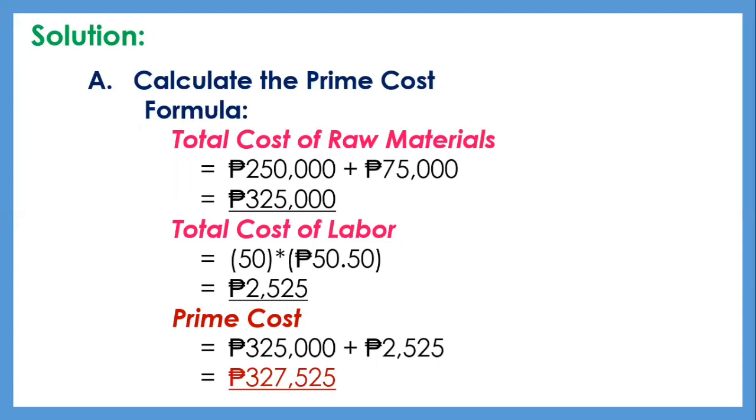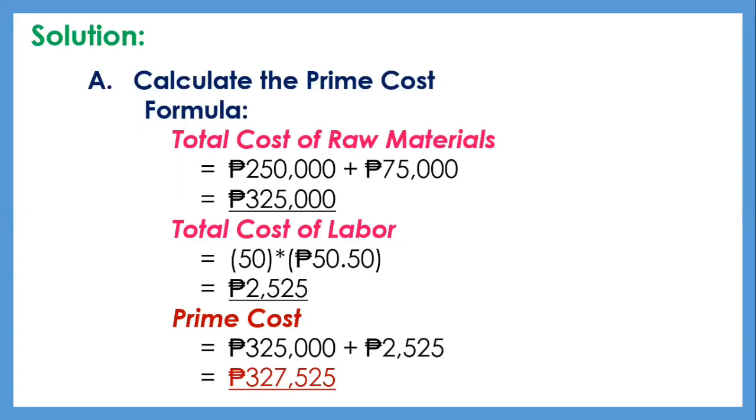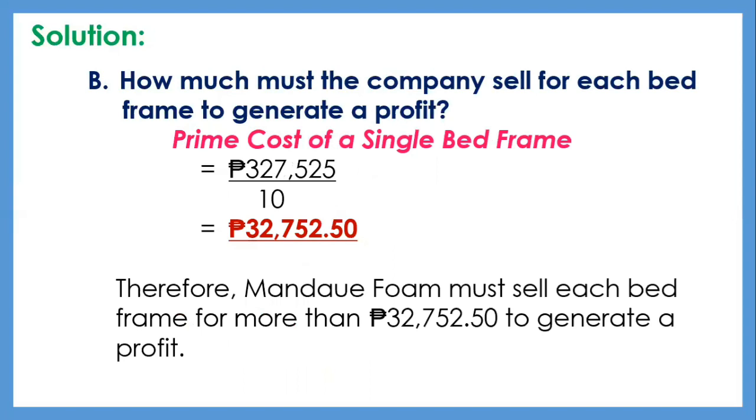On the other hand, in getting the total cost of labor, we need to multiply the total hours rendered by the rate per hour. So again, the labor in this case, based on our problem, rendered 50 hours. And the rate per hour would be 50 pesos and 50 cents. So therefore, the total cost of our labor would be 2,525. Now, in getting our prime cost, all we need to do is to add the total cost of our raw materials or direct materials and the total cost of labor. So our prime cost in this case would be a total of 327,525 pesos.